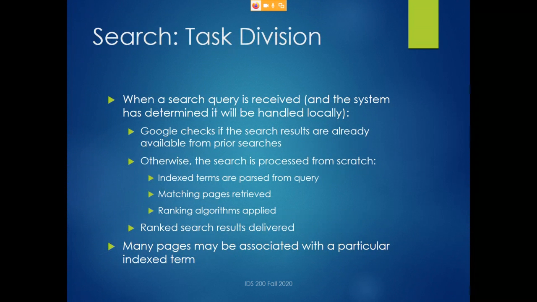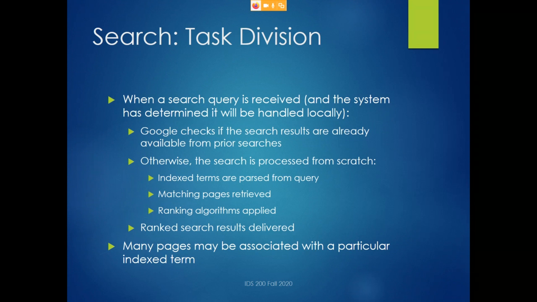Okay. Now, the basic process, like we discussed before: when Google receives the search query and the system has determined it's going to be handled locally, first of all, Google's going to check if the search results are already available from prior searches. Basically, are they cached? Otherwise, the search is going to get processed from scratch. So it's going to parse out the index terms from the query. It's going to look at the search query string and try to figure out which terms in there correspond to index entries. Then it's going to pull the matching pages from its database. And finally, it's going to apply the ranking algorithms. It's going to say, this page is a better match than this page, and so on.